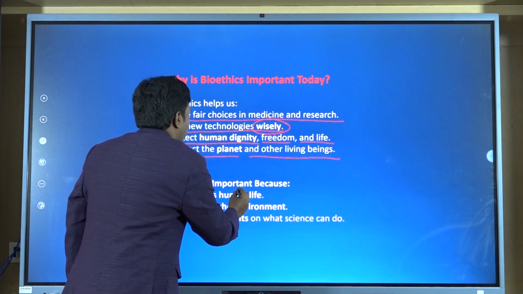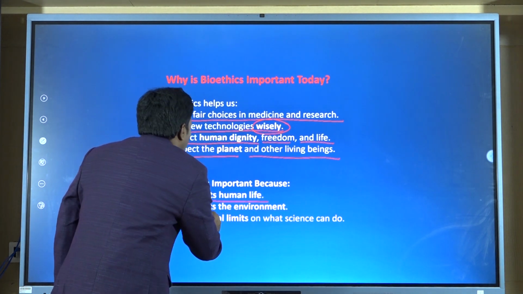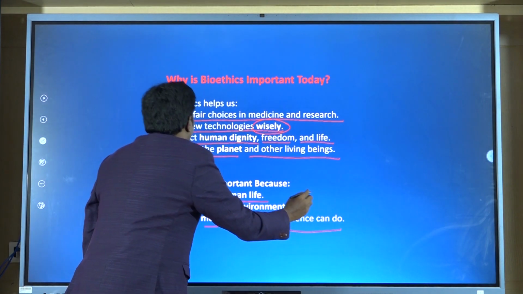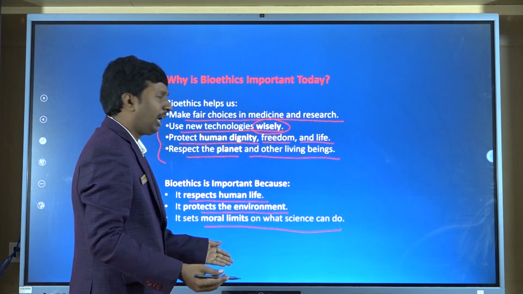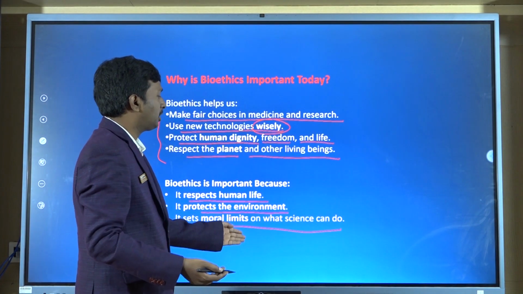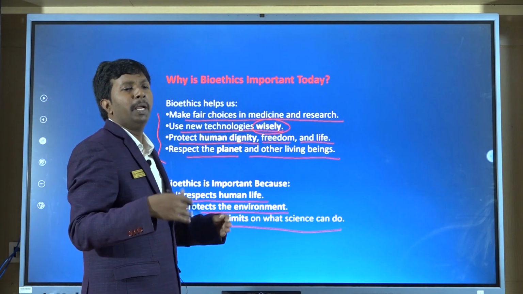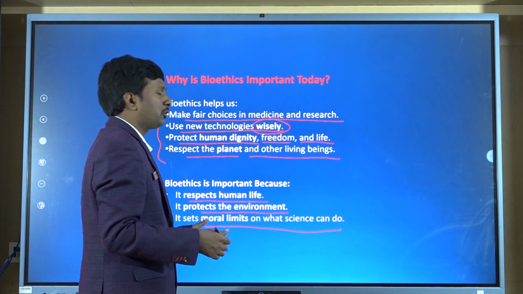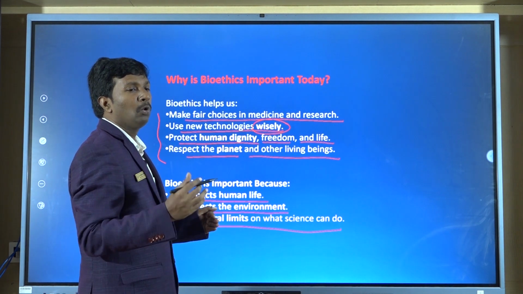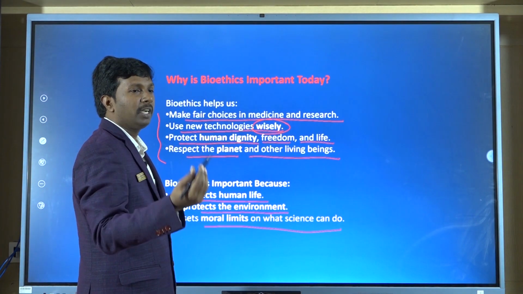Bioethics is also important because it respects human life, it protects the environment, and it sets moral limits on what science can do. Protecting the environment is important. Whenever you perform any task related to science and technology, the medical field, research field or biology field, we have rules and limits. We have to follow the rules and limits so that we can perform the task, and we have to think about what is right and what is wrong.